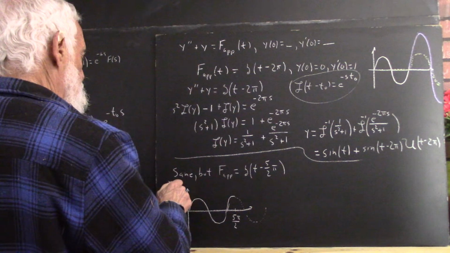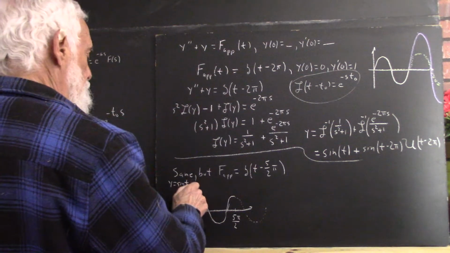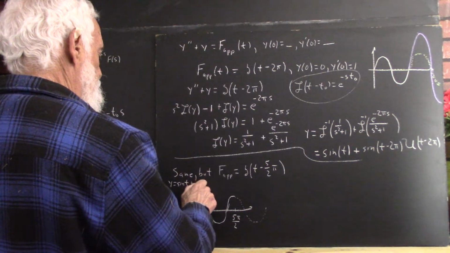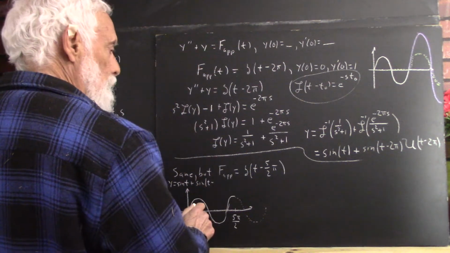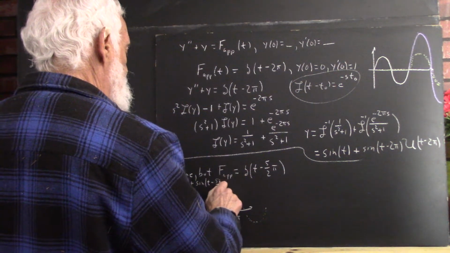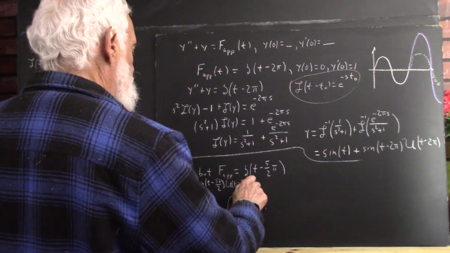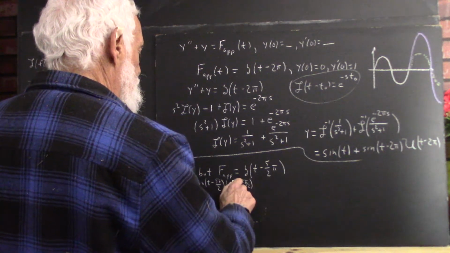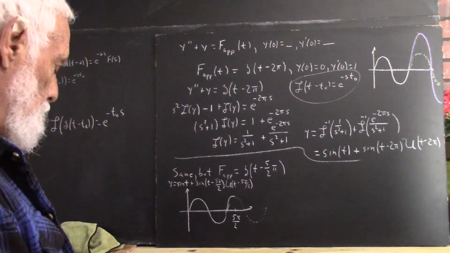Okay, y equals sine t plus a sine of t minus 5 pi over 2, u of t minus 5 pi over 2. And I'm still kind of getting in my own way, but I think I can deal with it.